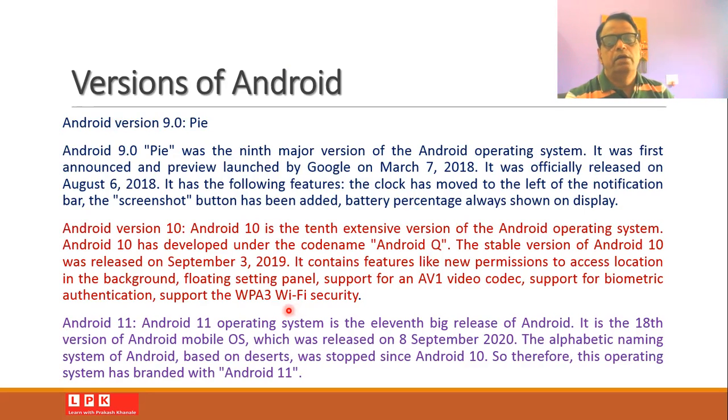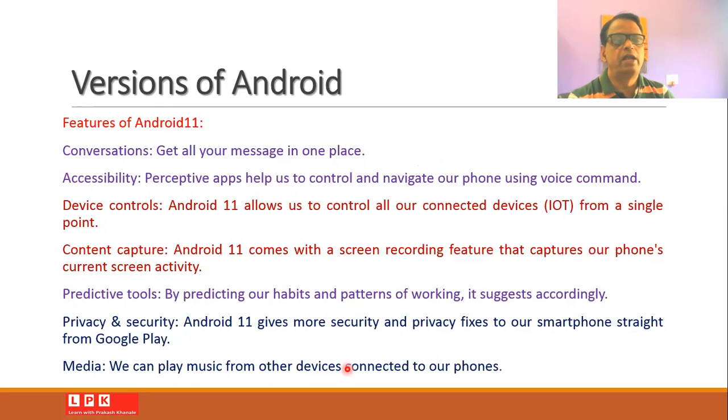Android 11 was released in 2020, and the name was Android 11. The alphabetic naming system of Android was stopped since Android 10, and therefore this Android system is being called Android 11.